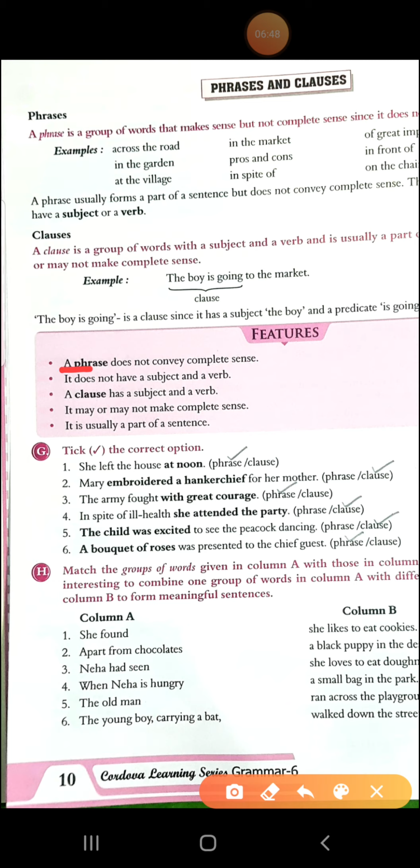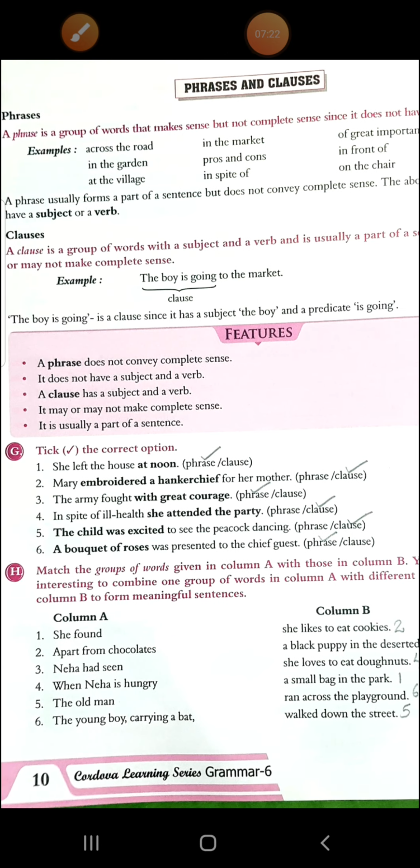First point, a phrase does not convey complete sense. It does not have a subject and a verb. That is why it doesn't convey a complete sense. But what happens with a clause? A clause has a subject and a verb. It may or may not make complete sense. It is usually a part of a sentence, like you can find a clause in a sentence. Alright, these are the features of phrases and clauses.